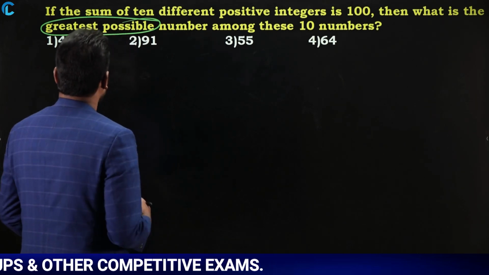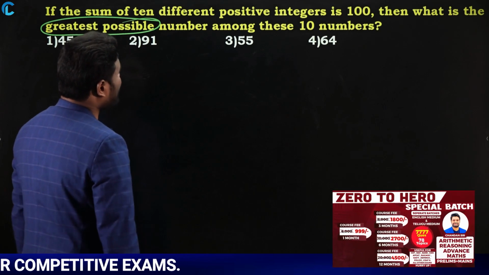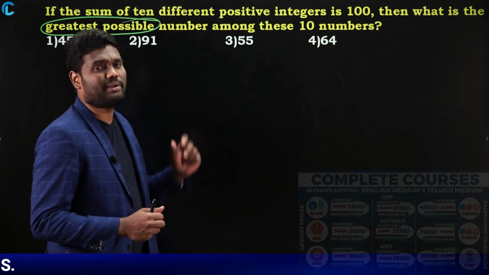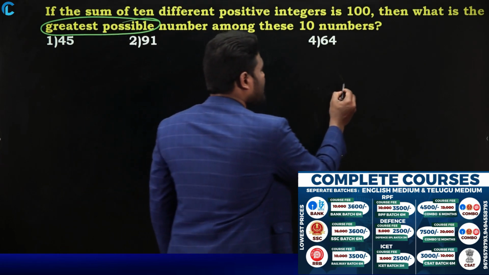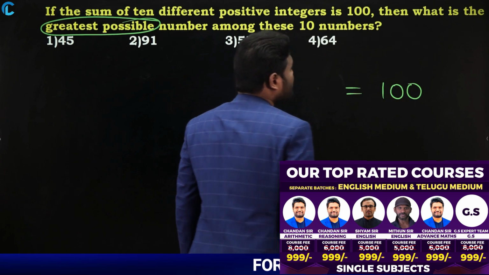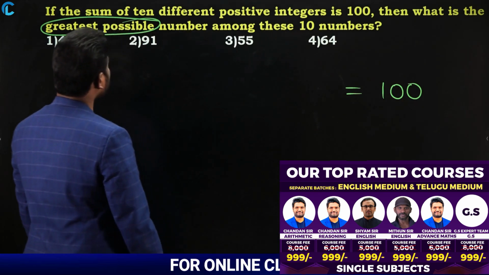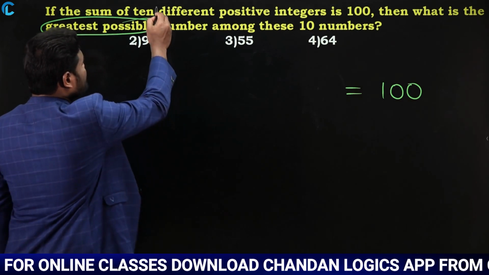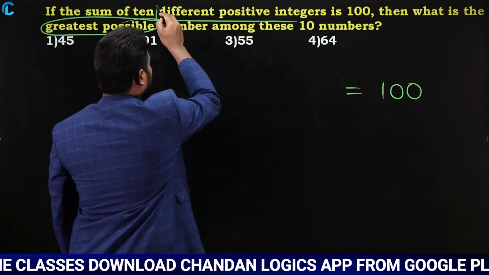Okay, let us look at that. The question is saying the sum of 10 positive numbers is 100, which means if I add 10 numbers, the sum is going to be 100. Look here, the sum is going to be 100 when I add 10 numbers. Now they are asking what is the maximum possible number among those 10 numbers. Now it is clearly mentioned: different positive integers.